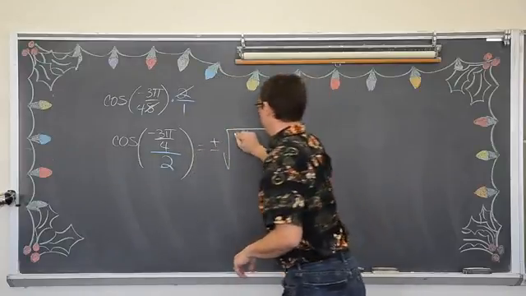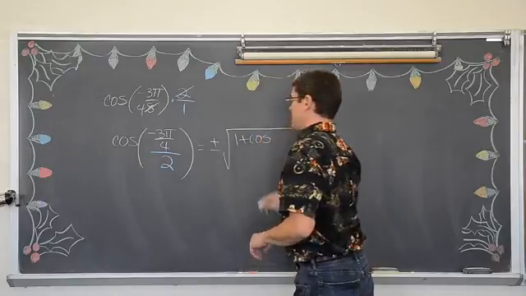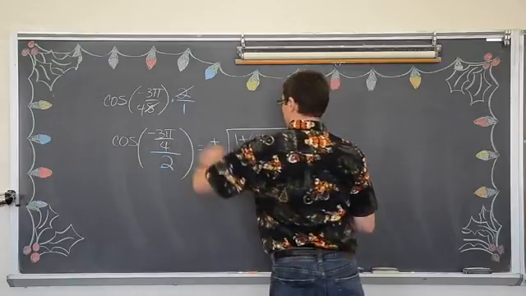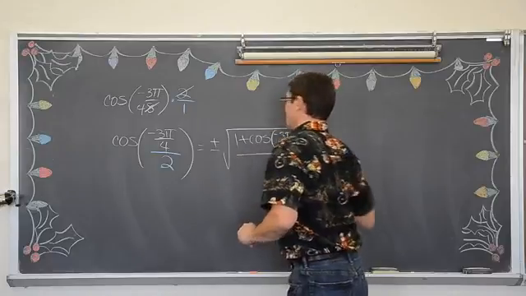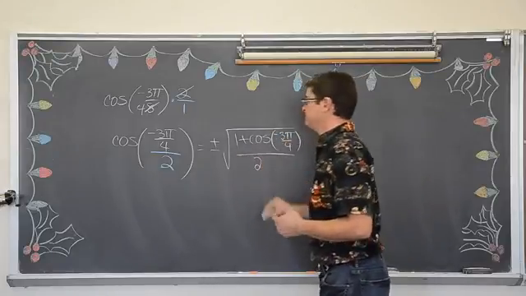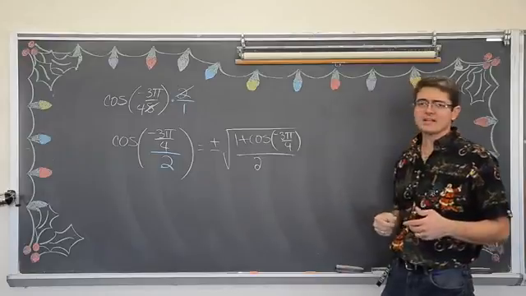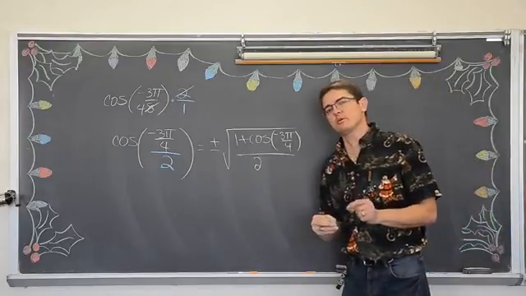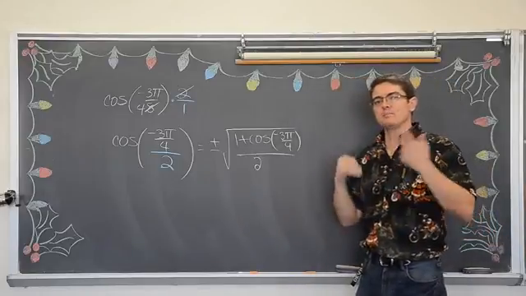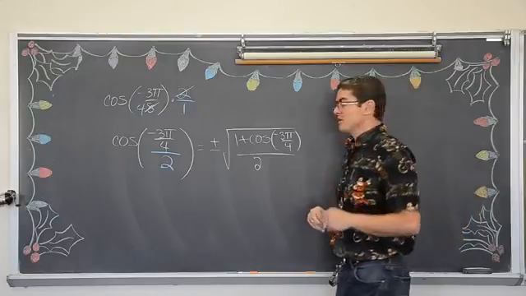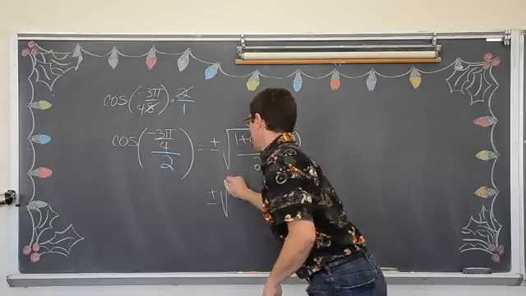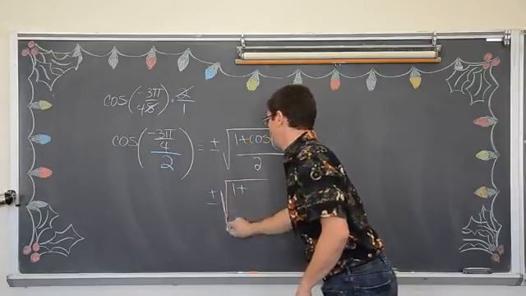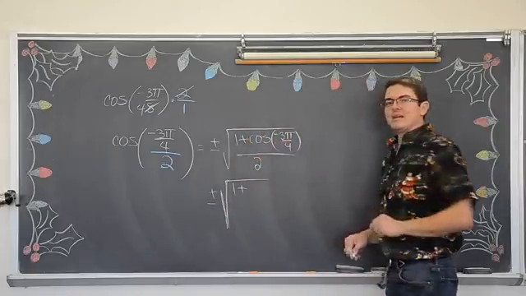the square root of 1 plus the cosine of negative 3 pi over 4 over 2. And if you don't know what that identity is, look in the back of your pre-calc or trig book, or look at the beginning of part 1 of my video and write yourself out a formula sheet. So we got plus or minus the square root of 1 plus the cosine of negative 3 pi over 4.